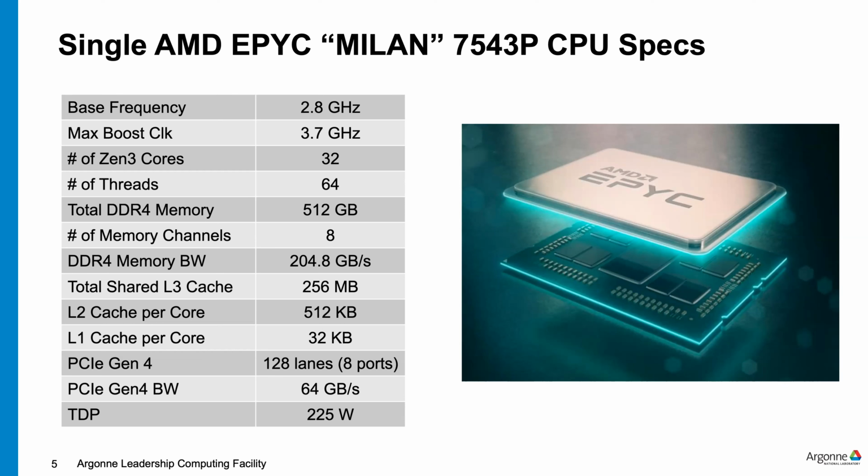Polaris will be using a single AMD Milan series CPU. You can see that it's a Zen 3 architecture. We've got 32 cores per CPU. It's got a relatively high amount of DDR memory with 512 gigabytes. The Milan series has 8 memory channels, so that's how you get your relatively high 200 gigabytes a second of memory bandwidth. It also uses PCIe Gen 4, so that's how we will be connecting to the NVIDIA GPUs.